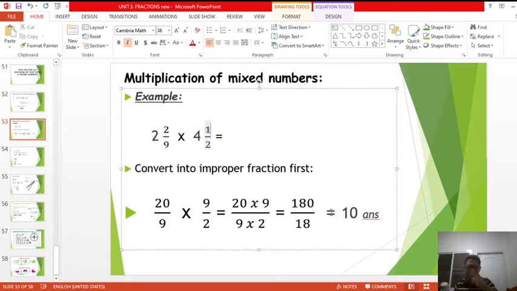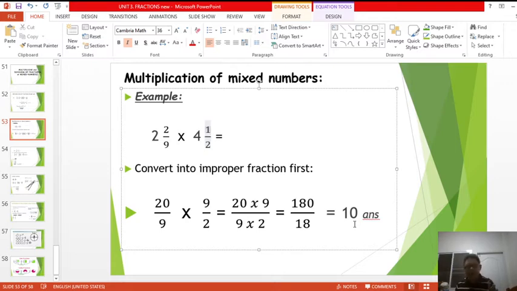If you don't know about canceling, there's a method, cancellation. All you got to do is just divide 180 by 18. So your answer is a whole number, it's 10. So that is for multiplication. Okay, so let's move on to division. How about division?